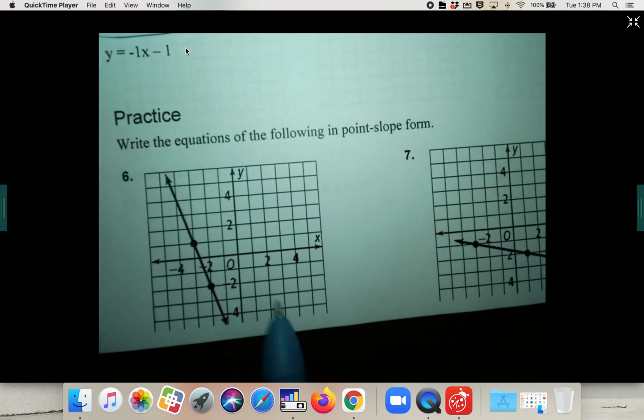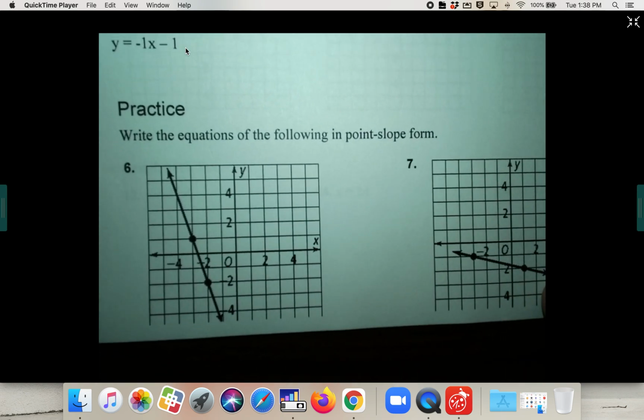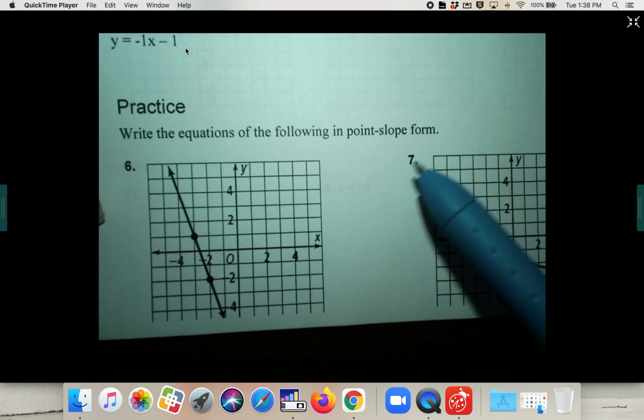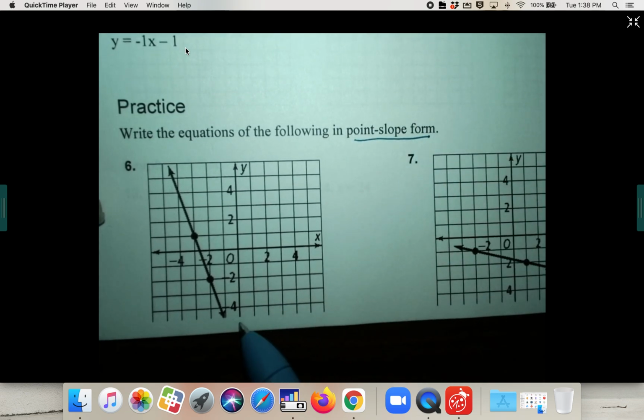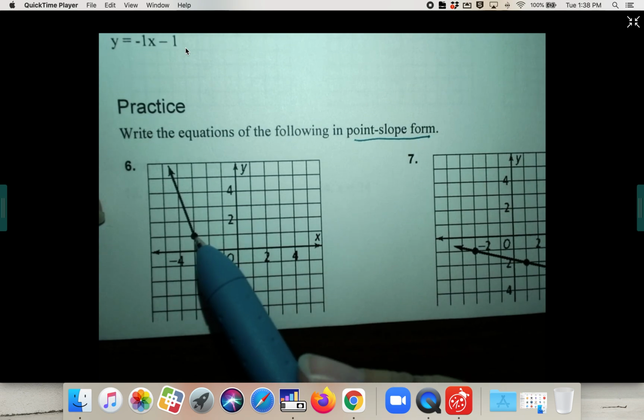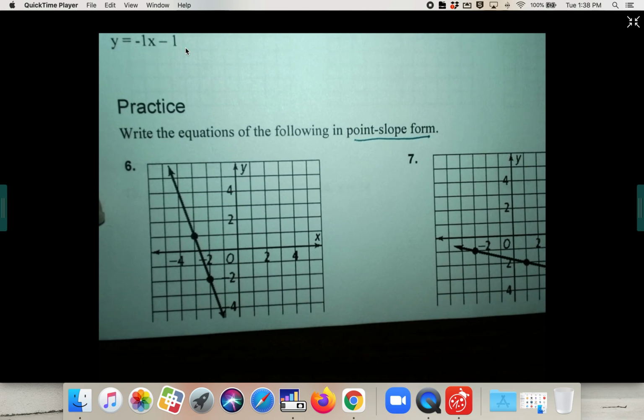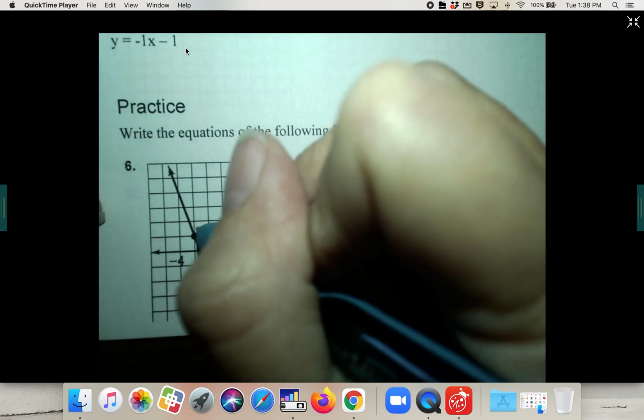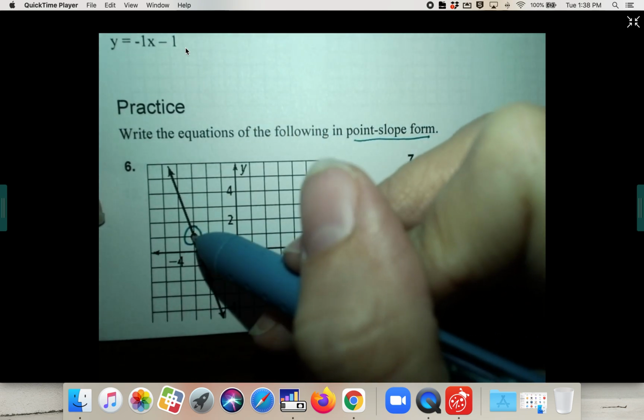All right, quick review on the bottom of point slope form from graphs. The reason point slope form is important is because I can't even see where this crosses the y-axis. So I can't write it in slope intercept form. But I do know what the slope is, and I do know what at least one of my points is. So I'm going to choose this point, which is -3, 1.